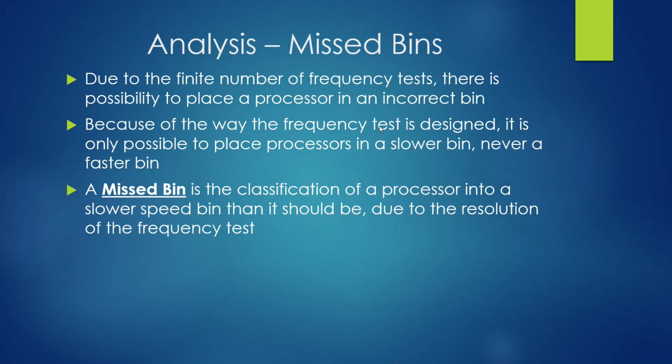So it's not possible to place a processor in a bin that is actually greater than it should be, but it is possible to place a processor in a worse bin or a lower performing bin, when in reality that processor would be capable of performing in a higher bin. And so this is what I'm calling a missed bin, and this missed bin metric is one of the ways that I am measuring the performance of these different binning methods.